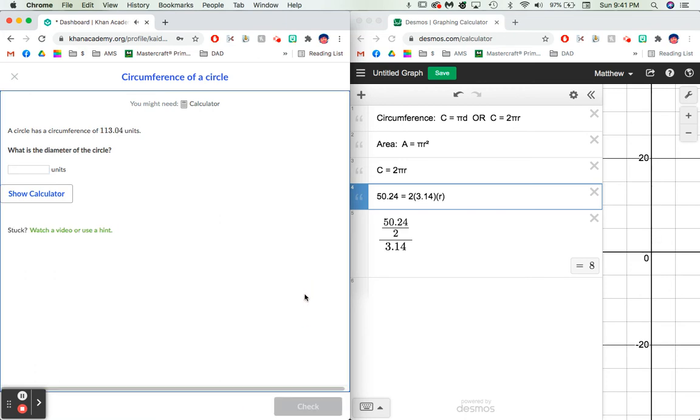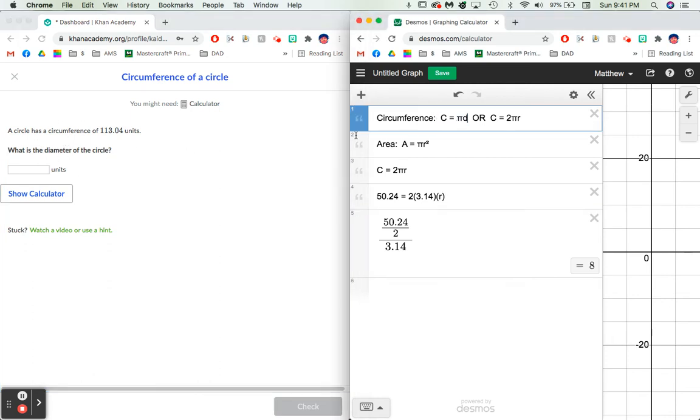Okay, so I will talk this one through. I'm not going to do the whole thing, but you would do something similar, right? You can either use the c equals pi d formula, or you could even solve for the radius and then double it and get the diameter. Okay, so I'll leave that one to you guys.